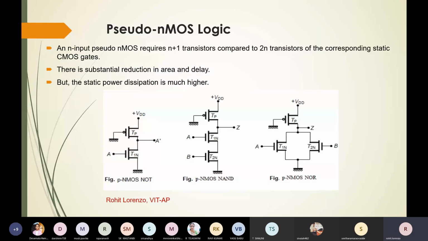Yes, sir. Okay. So if you see, there is a substantial reduction in the area and the delay. Obviously the delay will reduce because there are fewer transistors, but static power dissipation will be there. Why is it there? Because this transistor is always on, so there is a leakage path, the current is available here, and it flows easily from here. So there is no block. When it is in the off state, there will be more power dissipation.